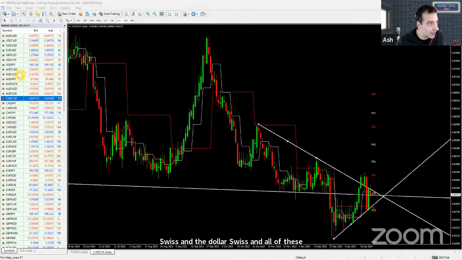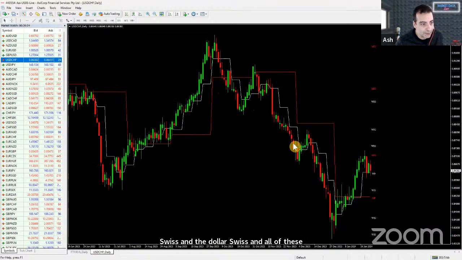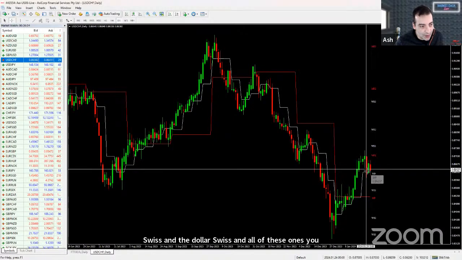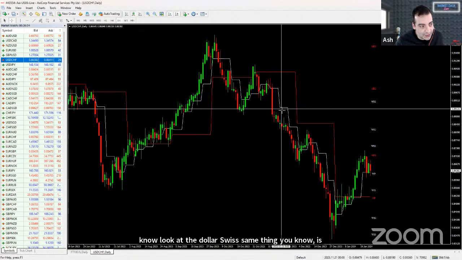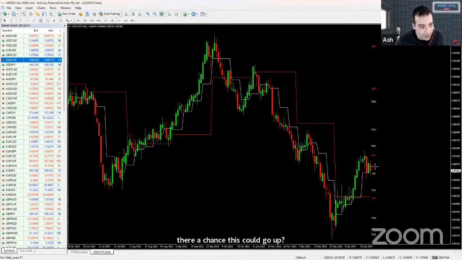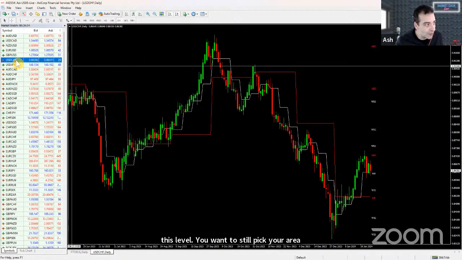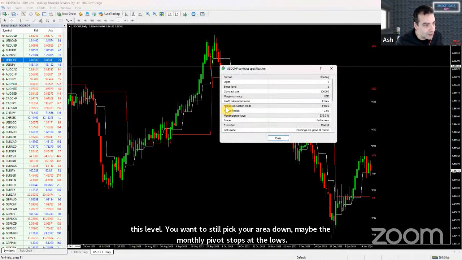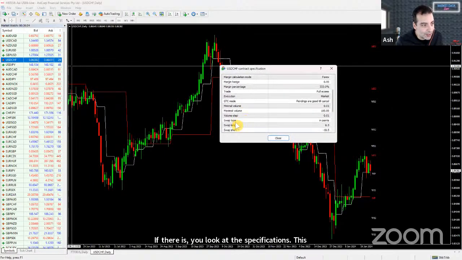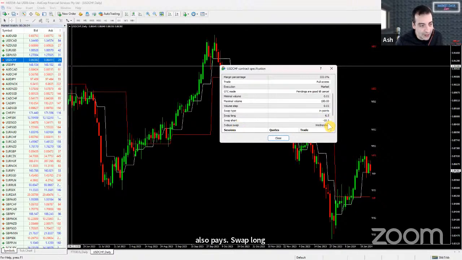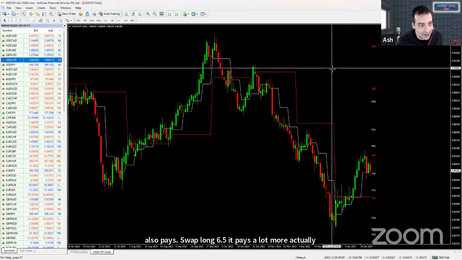Look at the dollar Swiss, same thing. Is there a chance this could go up? Yep. So if there is, obviously it needs to come through this level, and you might want to still pick your area down, maybe the monthly pivot, stops at the lows. If there is, you look at the specifications. This one also pays, swap long 6.5. It pays a lot more, actually. Swap short minus 10.5. So this one pays even better.